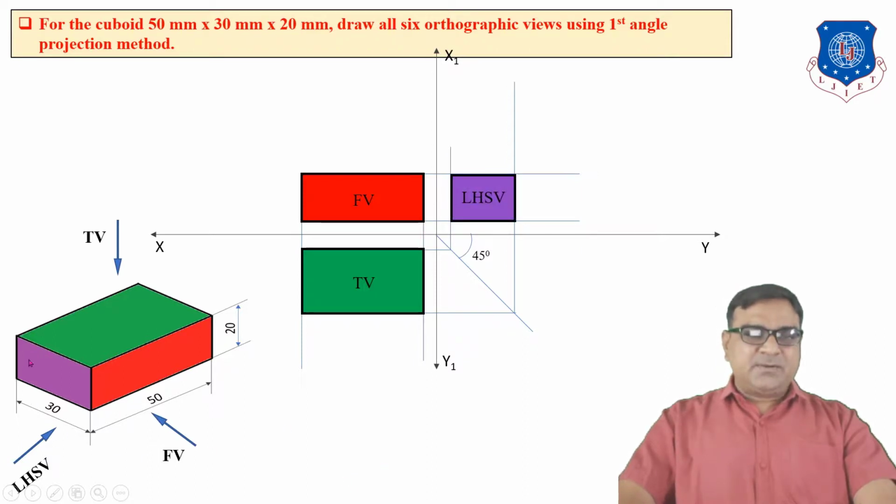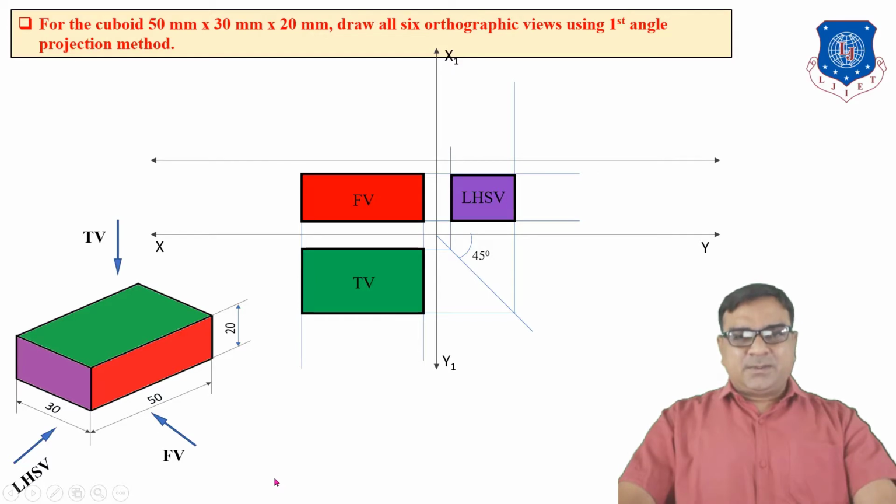So from left hand side view, this rectangle represents width 30 mm and height 20 mm. So this is 30 mm width and 20 mm height. So when you are looking from left hand side, you cannot see the length. For front view, you cannot see the width, and from top view, you cannot see the height. So any 2D projection represents only two dimensions. So this is position for front view, top view, and left hand side.